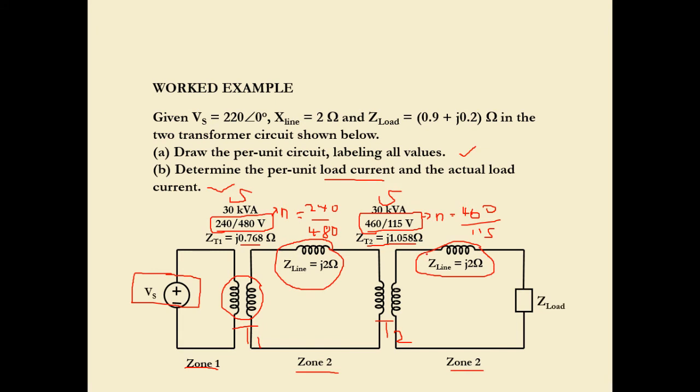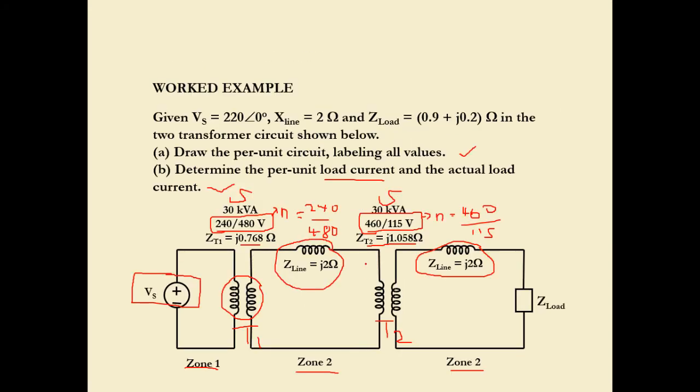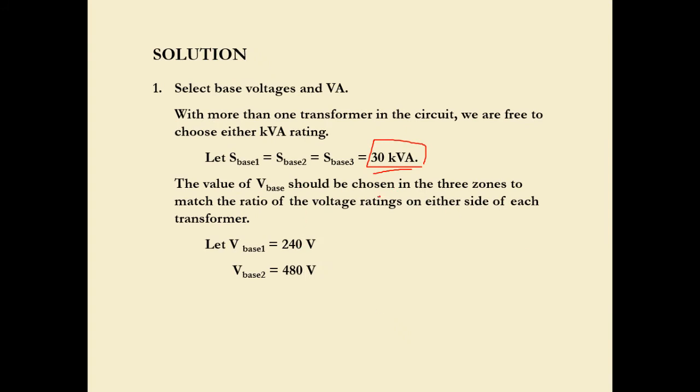Solution: select base voltage and VA. With more than one transformer in the circuit, we are free to choose the kVA rating. Let S base 1 equal S base 2 equal S base 3, which is 30 kVA. The value of the base voltage should be chosen in the three zones to match the ratio of the voltage rating on either side of each transformer. So since we have three zones, we mark zone 1, zone 2 and zone 3, and we must choose the V base properly. This is no problem, this is obviously 240.